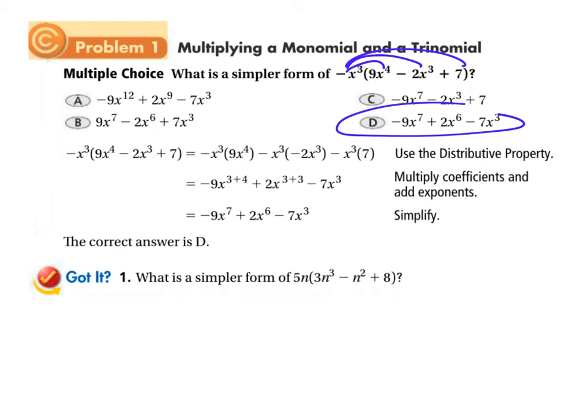What's the simpler form of this? You are going to pause the video now, come up with your answer, and then unpause it when you have your answer to check against mine. Do that now. Pause your video.